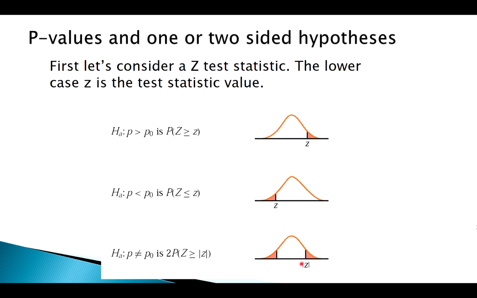Now one way of doing it is you could find these areas and add them together. But based on the symmetric properties of our normal distribution, we know these two areas should be the same. So the easiest way to do it is just find one and multiply by 2. So that's where this 2 comes from. When we have a two-tailed test, we have to remember to multiply that p-value by 2.